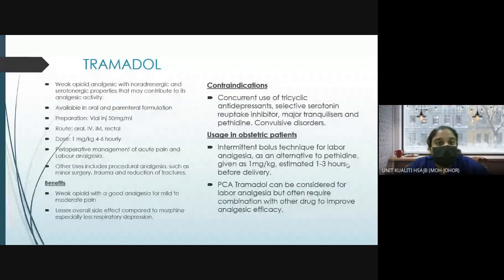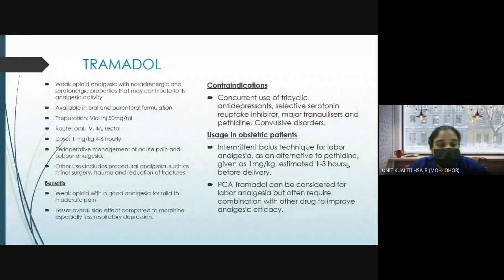Next will be tramadol. It's a weak opioid analgesic with noradrenergic and serotonergic properties that may contribute to its analgesic activity. Available in oral or parenteral formulation. Preparation is vial injection 50 mg per ml. Route is oral, IV, IM, or rectal. Dose is 1 mg per kg, 4 to 6 hourly. It's used for perioperative management of acute pain and labor analgesia. Other uses include procedural analgesia such as minor surgery and trauma reduction of fractures.